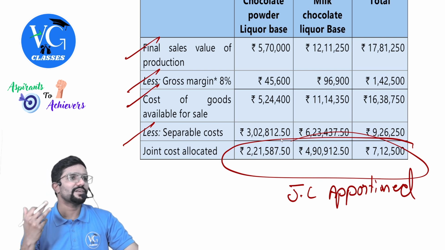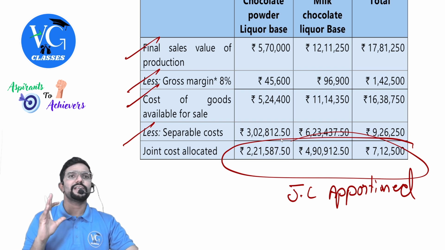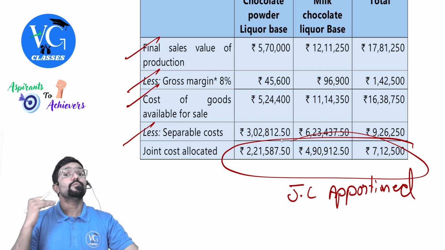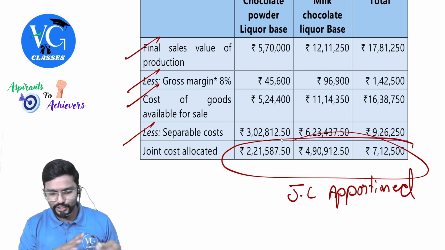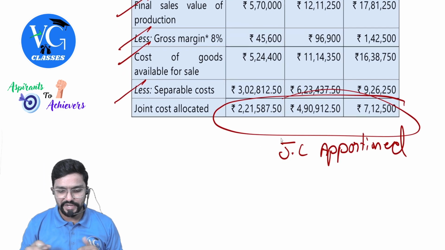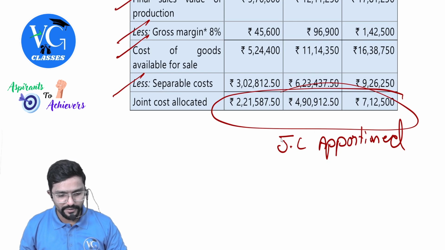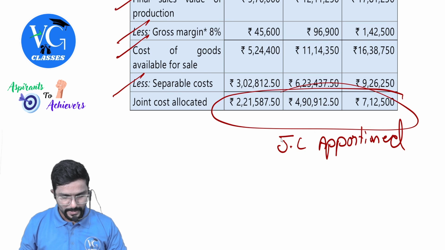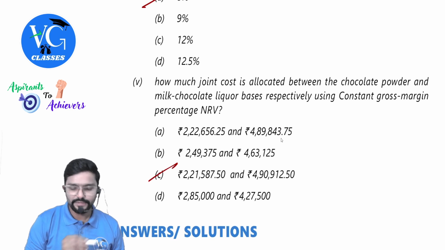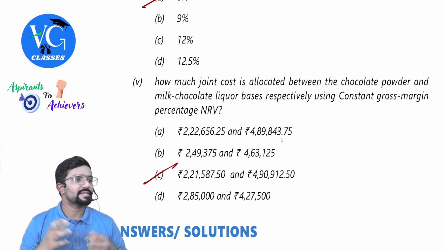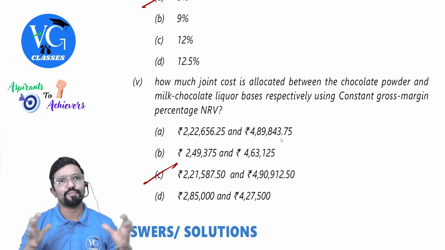Hope you're understanding. It has to match. If not, somewhere you would have gone wrong. Similar question we have done in the class. In fact, more items were there, fixed selling expenses and all. So the answer here is 2,21,587 and 4,90,912.5. So the answer is C. Yes, guys, we are done with discussing the questions on joint and by-products.